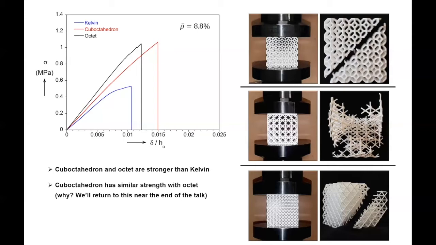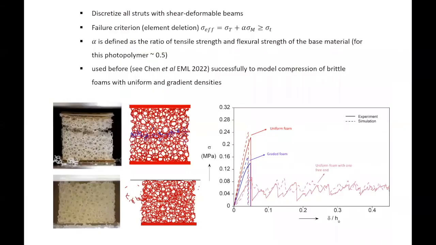All right, so we've been making micromechanical models for buckling and for plasticity for a while. So we thought we would do the same for brittle forms, and we were feeling really good that we were going to capture this for sure. Here's a beam modeling framework that we have used in the past, where you discretize all struts with certain deformable beams.